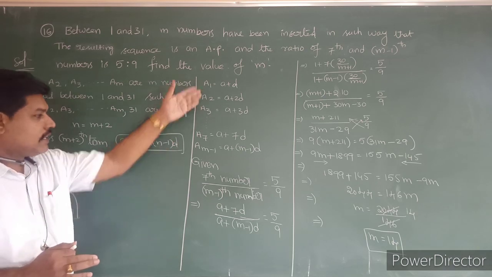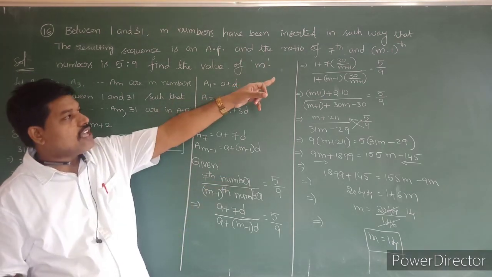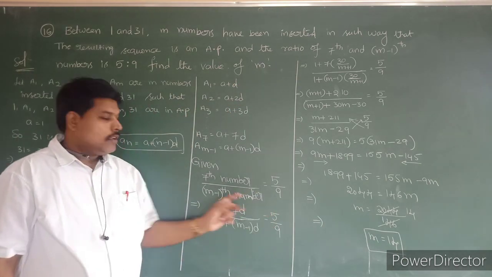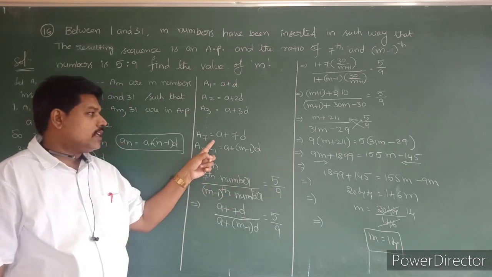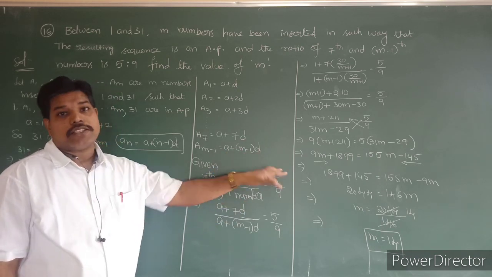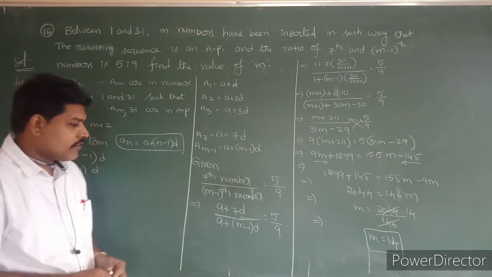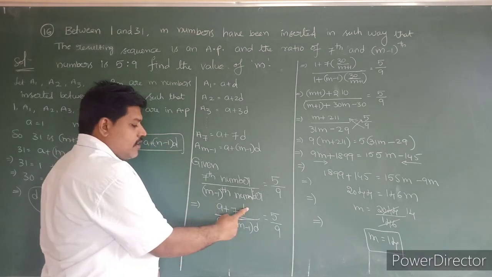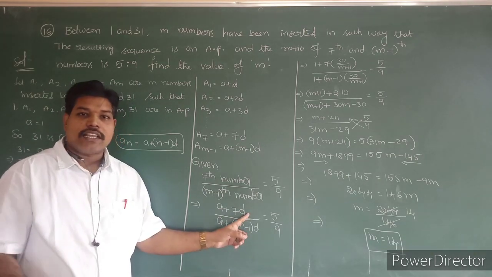Next I am calculating these values. Given in the question, the ratio of the 7th and m minus 1th numbers is 5:9. So 7th number by m minus 1th number is equal to 5 by 9. The 7th number you already know is a plus 7d, and the m minus 1th number is a plus m minus 1 into d. Just replace the values here. So after taking this value, a value is 1 and d value is 30 by m plus 1.